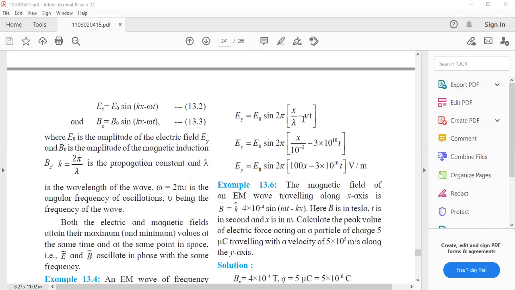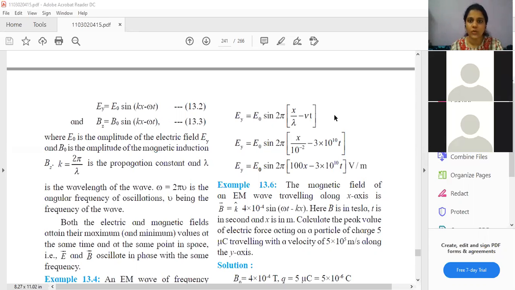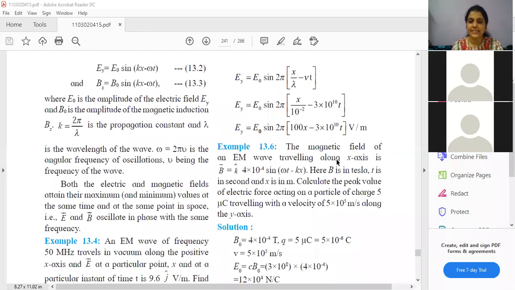And everyone, please let me know if you understood this fifth sum. Yes, miss. Yes, miss. Okay, fine. If you understood, then well and good. Now let us see the last sum that is there.